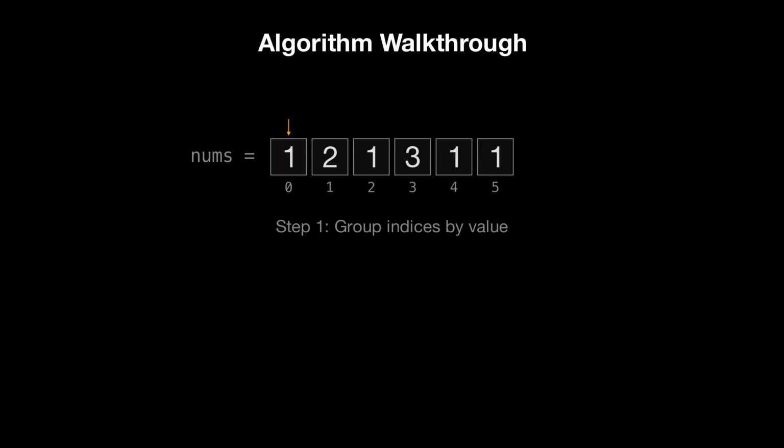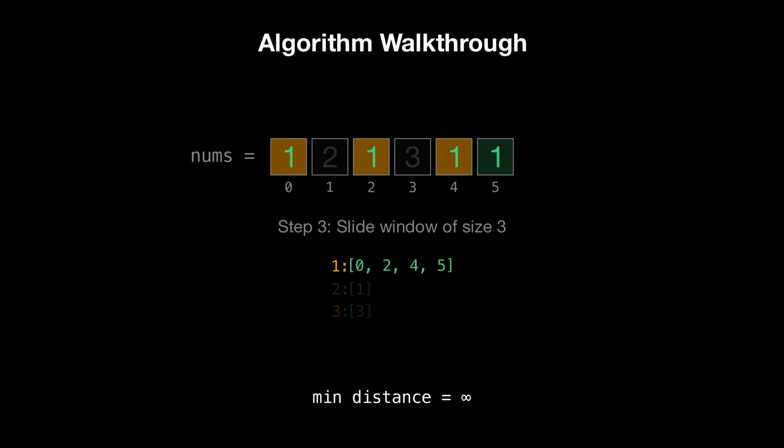First, we iterate through the array and group the indices by value. We end up with value 1 mapped to indices 0, 2, 4, and 5, value 2 mapped to a single index 1, and value 3 mapped to a single index 3. Values 2 and 3 have fewer than 3 occurrences, so we skip them. That just leaves us with value 1 with indices 0, 2, 4, and 5. So now we start our sliding window at the first 3 indices, 0, 2, and 4. Their distance is 2 times 4 minus 0, which equals 8, and we store that as our current minimum.